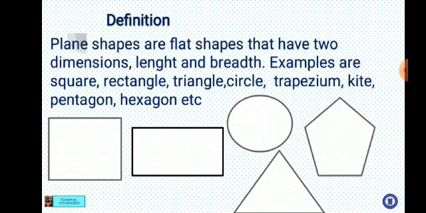Then the second one, rectangle. The same thing, the opposite sides are equal. That makes it different from square. It has 4 right angles. The face is flat also. Then the other one, you have circle. The next one, you have pentagon, that is 5 sides. And the last one, triangle.